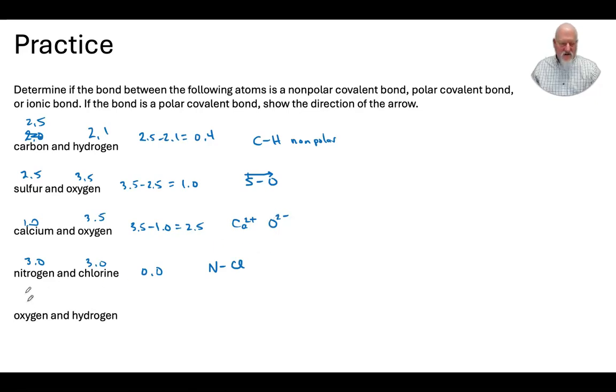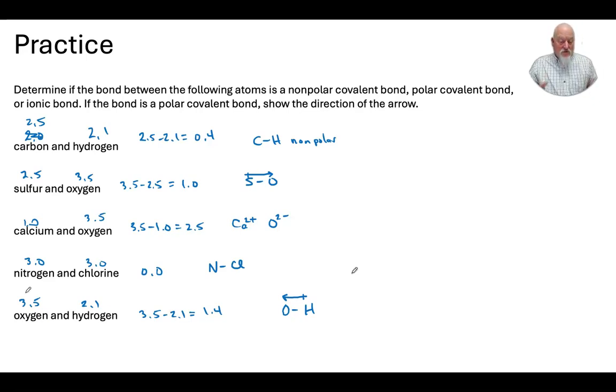And then the last one is oxygen and hydrogen. Oxygen is 3.5, hydrogen is 2.1. So 3.5 minus 2.1 is 1.4, which is pretty strong. That's a pretty good electronegativity difference. It still falls between the 0.5 and 2, so it's still polar. It's not ionic. So the oxygen and hydrogen don't share the electrons equally. And since oxygen is more electronegative, the electrons are going to get pulled towards the oxygen more. And we'll put a plus sign down by the hydrogen because that's going to be the positive end.